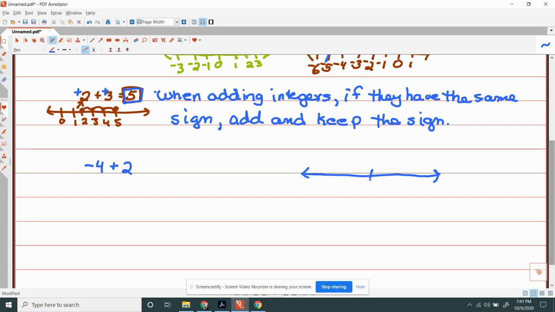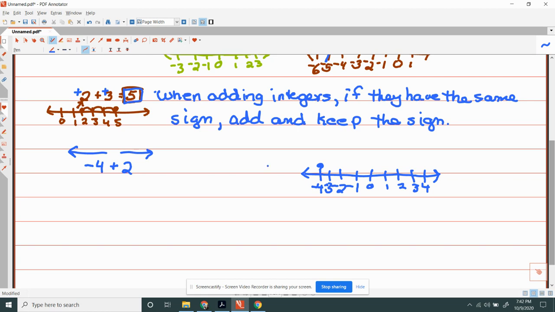So let's see, put our 0 in the middle. 1, 2, 3, 4. -1, -2, -3, -4. So we said that when you add or go positive, you always go to the right. When you subtract or you have a negative, you go to the left.